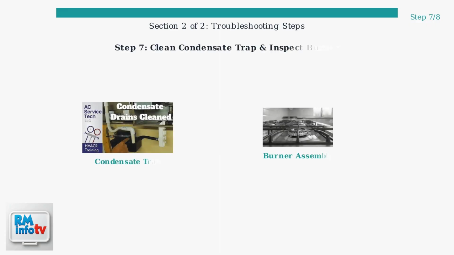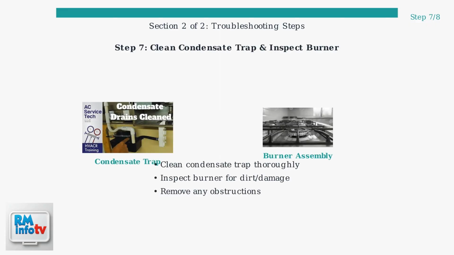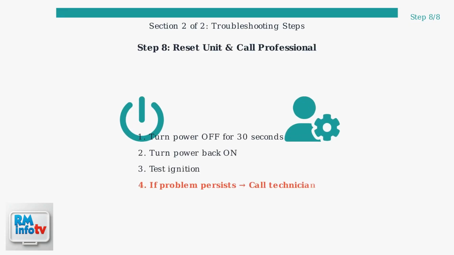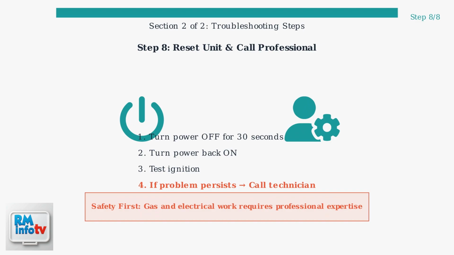Step 7. Clean the condensate trap and inspect the burner. A clogged condensate trap can cause operational issues, and dirt or damage on the burner can prevent proper ignition. Step 8. Try resetting the unit by turning the power off for 30 seconds, then back on. If the problem persists after all these steps, contact a qualified technician. Ignition issues can involve complex gas and electrical systems that require professional expertise.